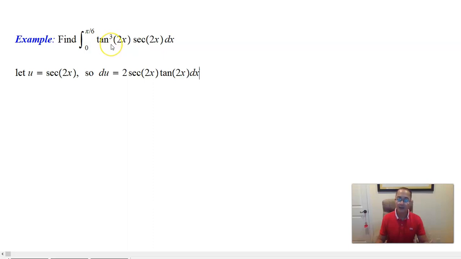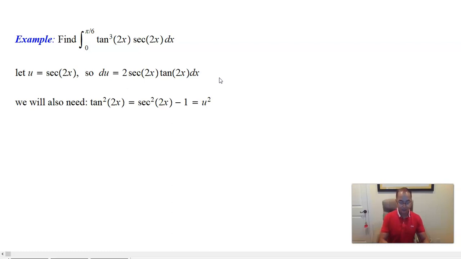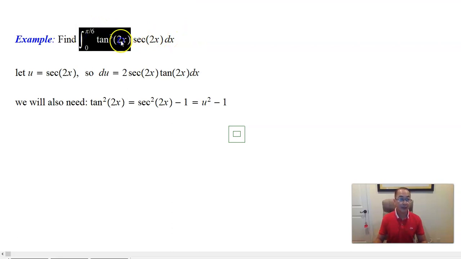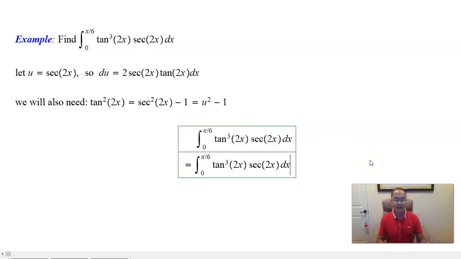If we borrow one of the tangents, we're left with tangent squared. But we know that 1 plus tangent squared is secant squared. So we will also need tangent squared 2x, which is secant squared 2x minus 1, which is u squared minus 1. Those are our ingredients. Now let's put the cake together.